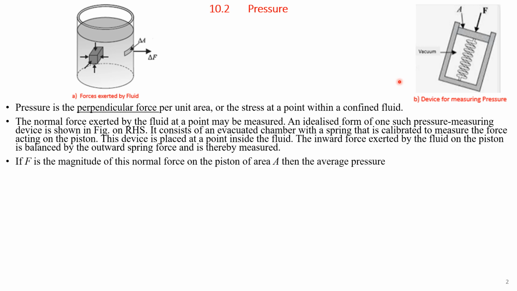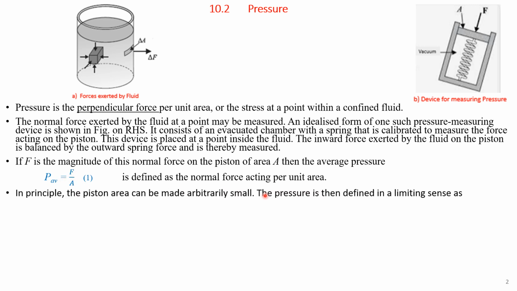If F is the magnitude of this normal force acting on area A, then average pressure is given by P average equals F by A, by definition. P average is force per unit area. That is, normal force acting per unit area.